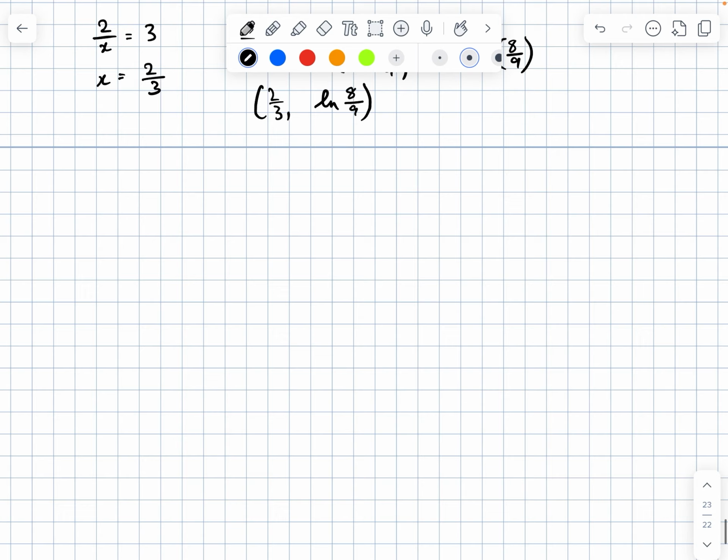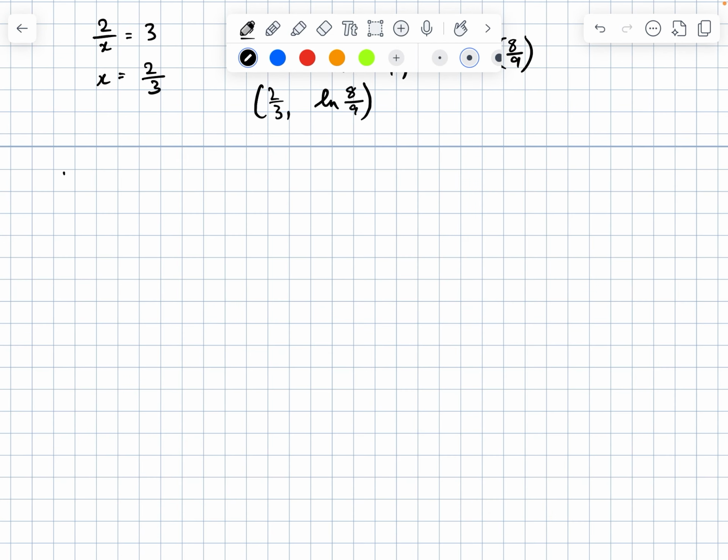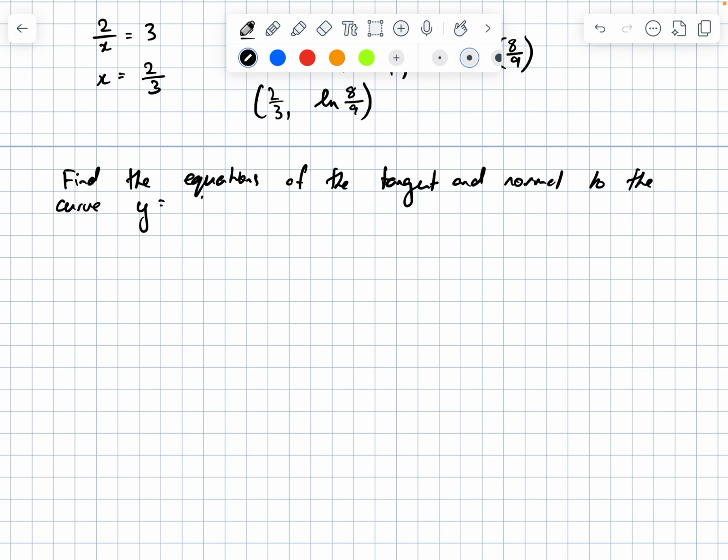Okay, I've got 2 more questions. Find the equations of the tangent and normal to the curve y equals 3 ln 2x squared minus 1 when x equals 1. There's a lot going on here.